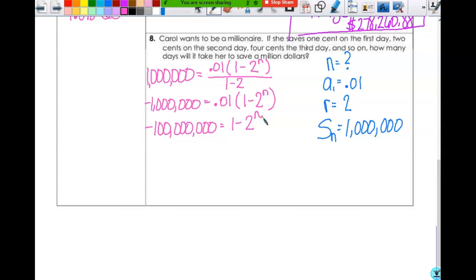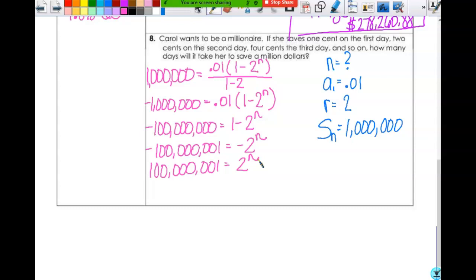The next thing I would do algebraically would be to move the 1, right? So I'm going to subtract 1 from both sides. So I will get negative 100 million and 1 equals negative 2 to the n power. I still want what has my n in there to be positive, so now I'm going to multiply both sides by a negative 1 again so I can get rid of this negative. And I will get 100 million and 1 equals 2 to the nth power.